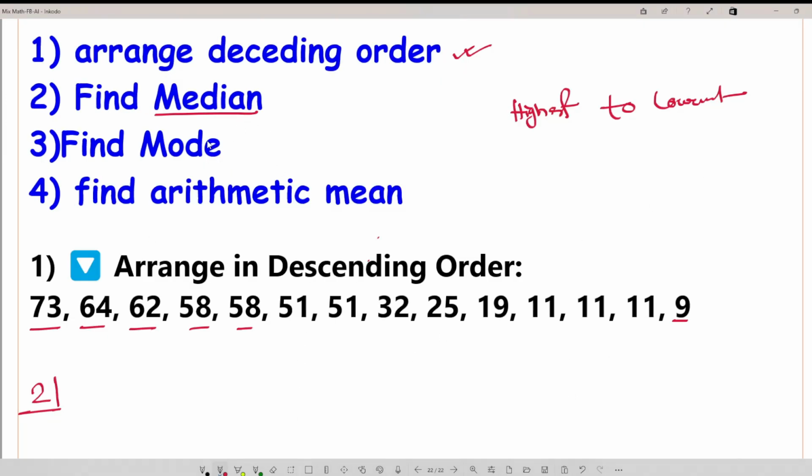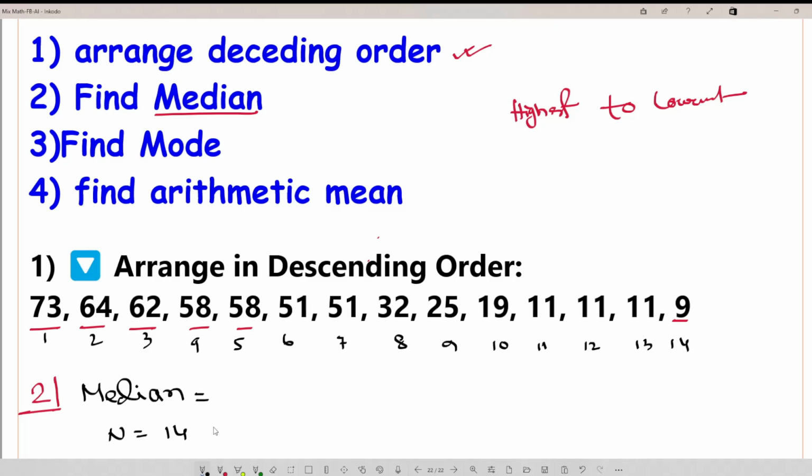Question 2, we have to find the median. Before finding the median, we count how many numbers there are. Here is 1, 2, 3, 4, 5, 6, 7, 8, 9, 10, 11, 12, 13 and 14. Look, n equals 14, which is an even number.